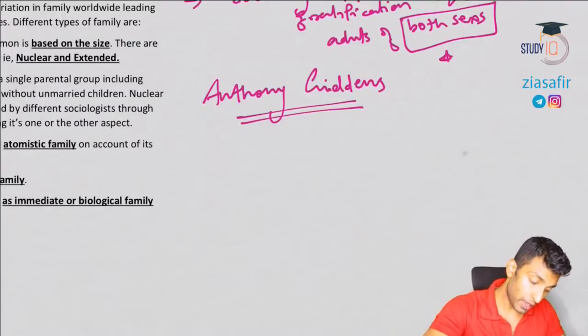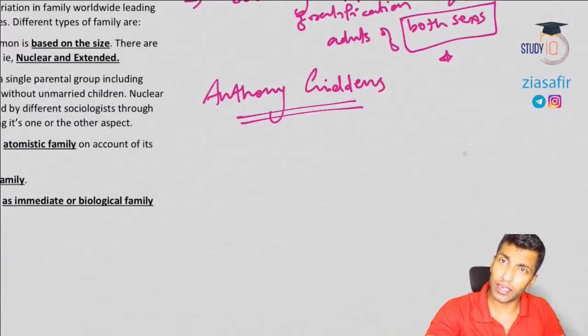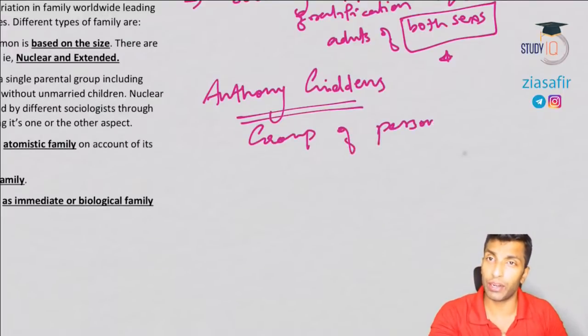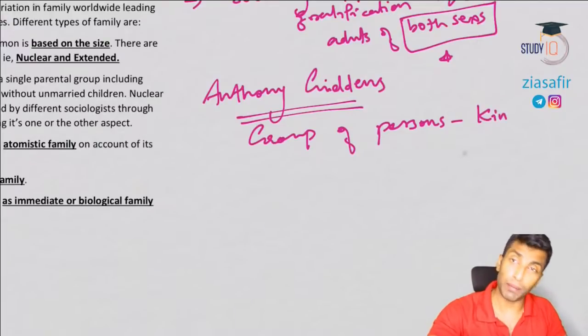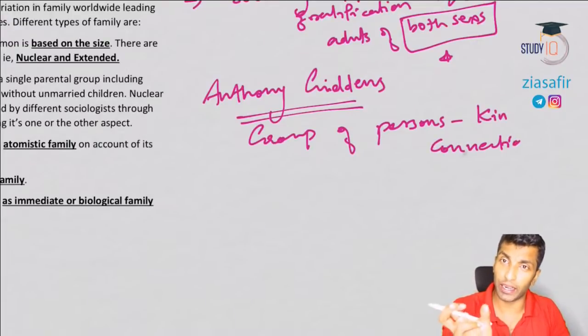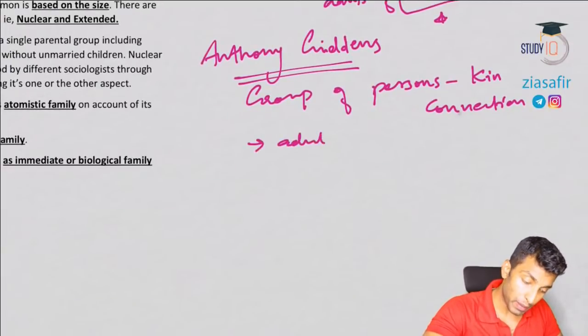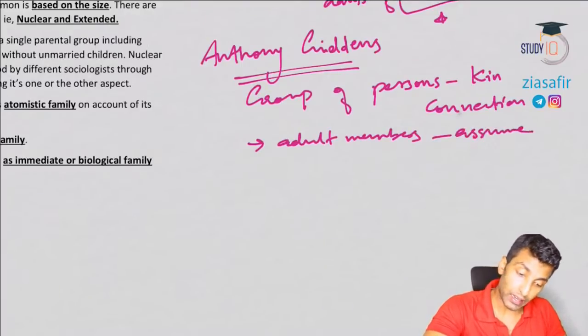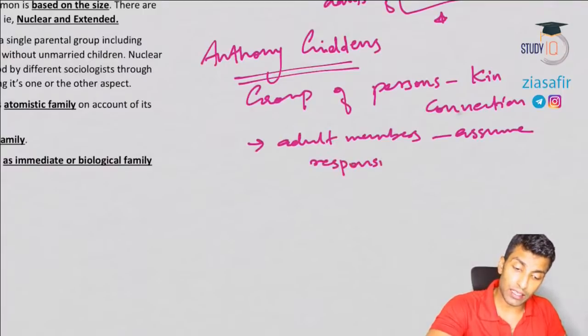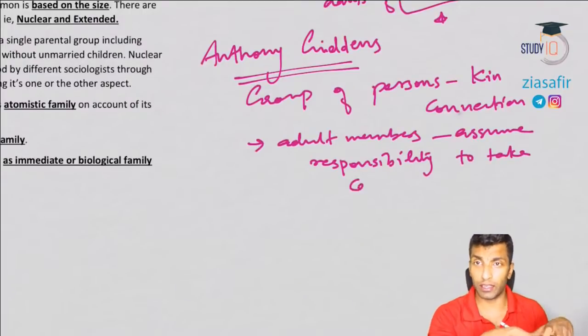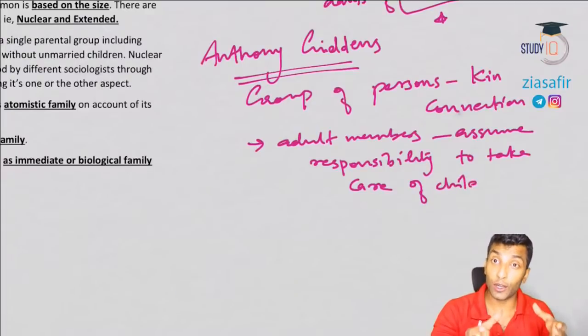According to him, a family is a group of people directly linked by kin connection. Kin connection means blood relation, or affinal relation, that is, consanguineal relation or marriage relation. Some kind of kin relation should be there; it should be connected by kindred. Apart from that, the adult members assume the responsibility of taking care of the child. So: kin connection, then taking care of the child. Here you can see a more liberal interpretation of family. Anthony Giddens mentions adult members, which means the sex is not specified here.